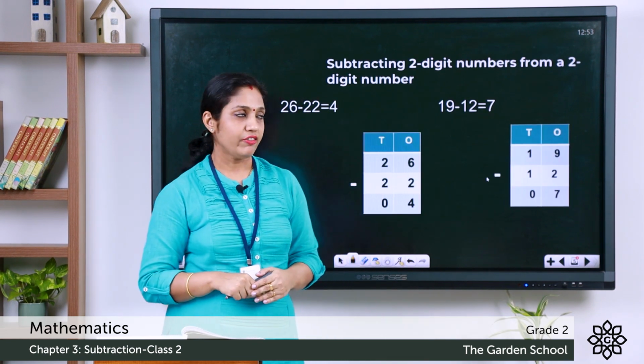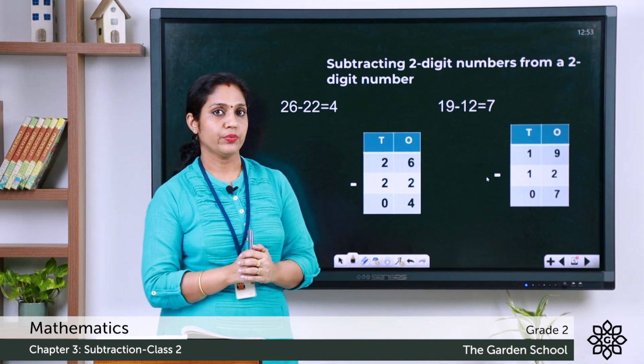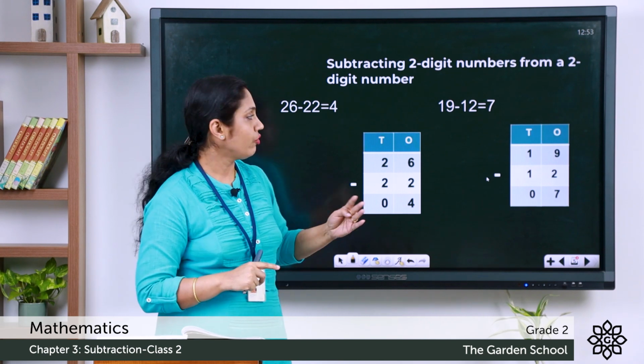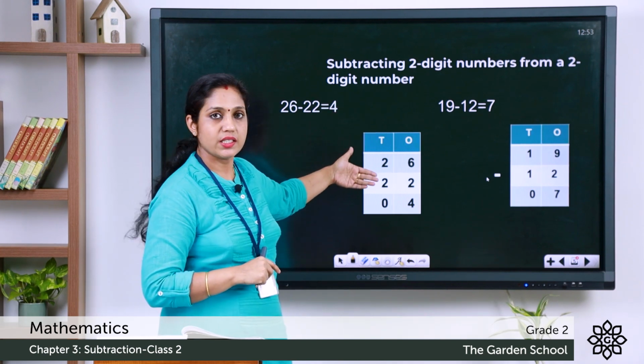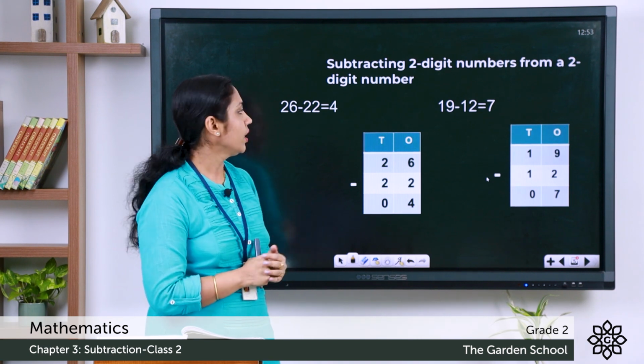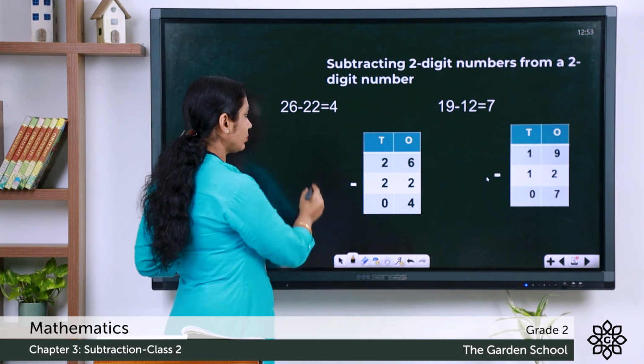Next, we have subtracting 2-digit number from a 2-digit number. Before we subtracted 1-digit number from a 2-digit number. Now we have in both places 2-digit numbers. So let's check how we are able to subtract this. Here we have first 26 minus 22.